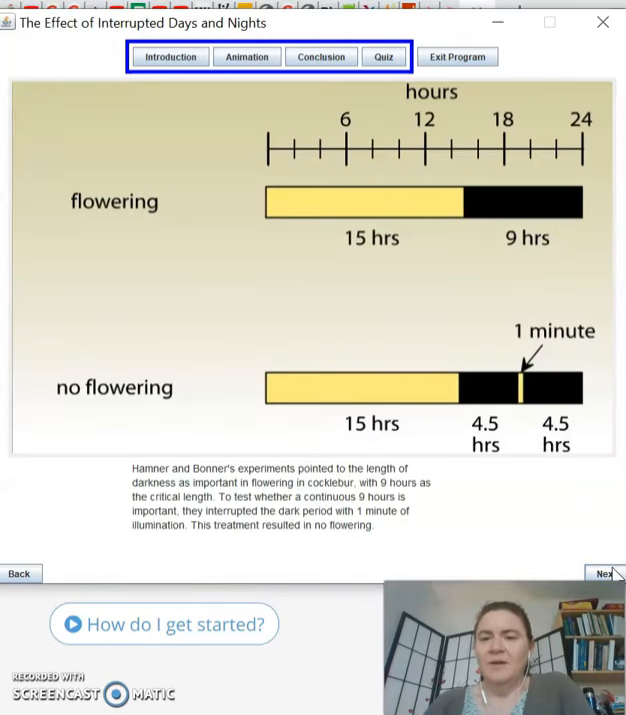The experiment followed to pinpoint the length of darkness as important in flowering in the cocklebur, with 9 hours as the critical length. To test whether a continuous 9 hours is important, they interrupted the dark period with 1 minute of illumination. The treatment resulted in no flowering. So here we see 1 minute of light turned on.